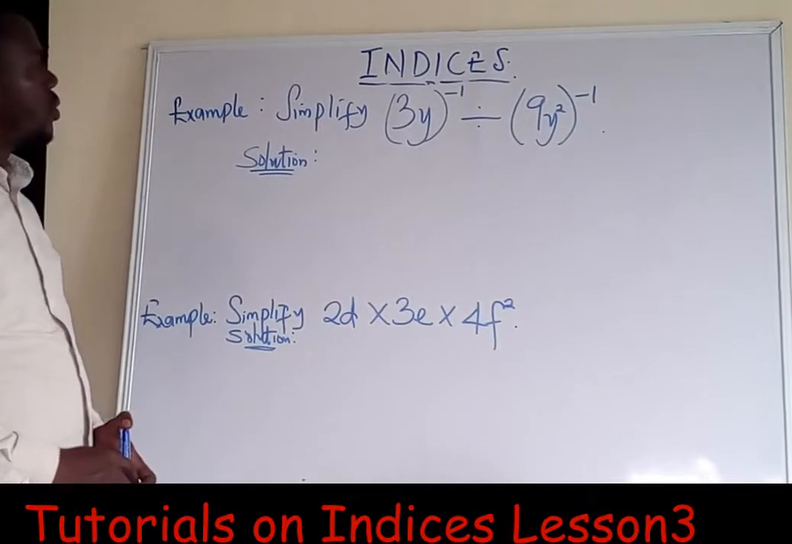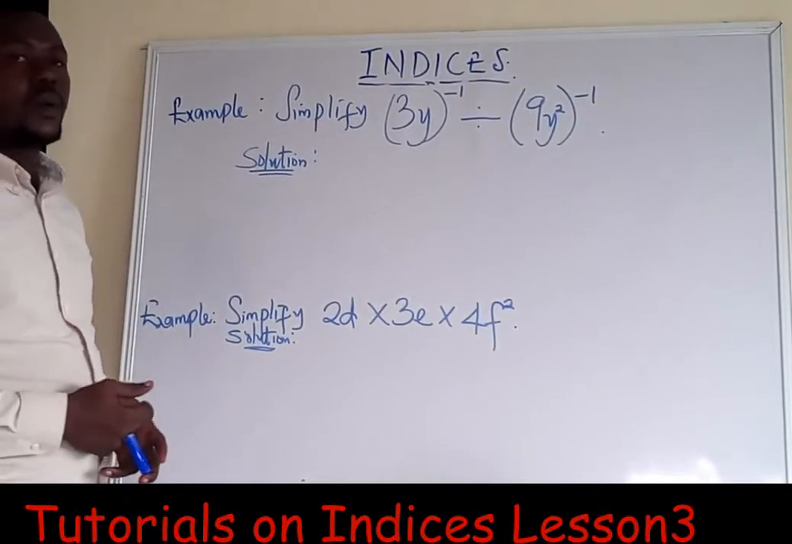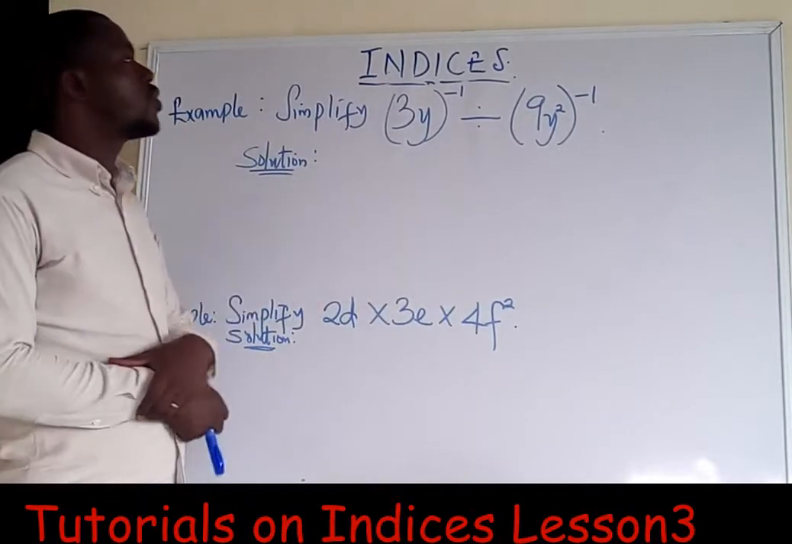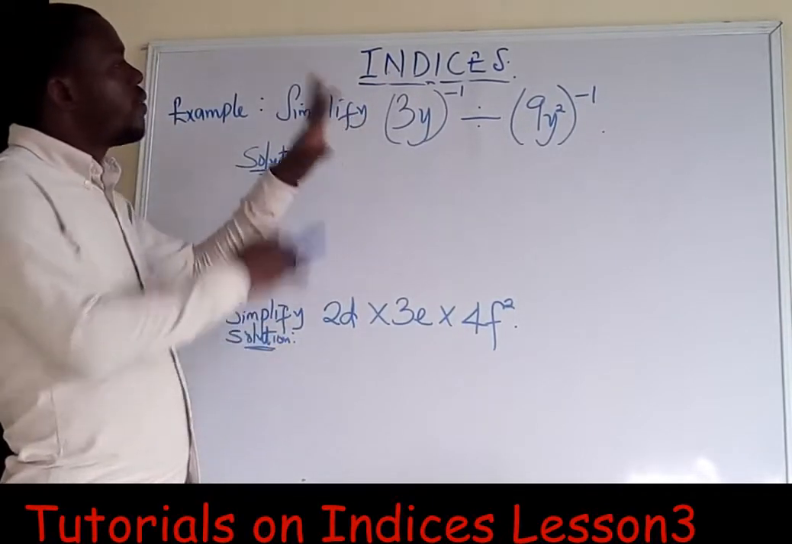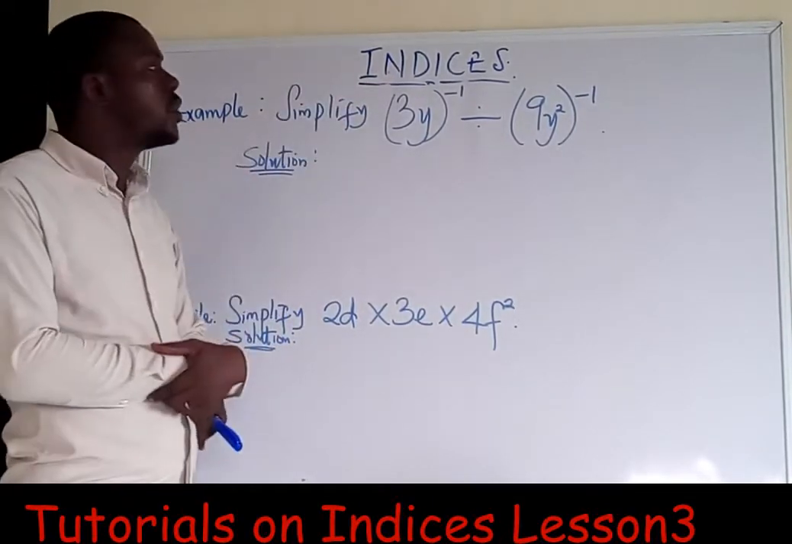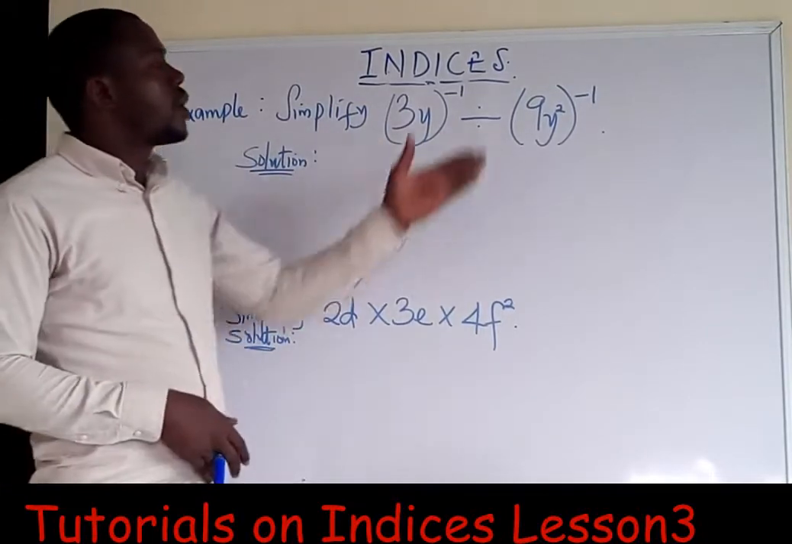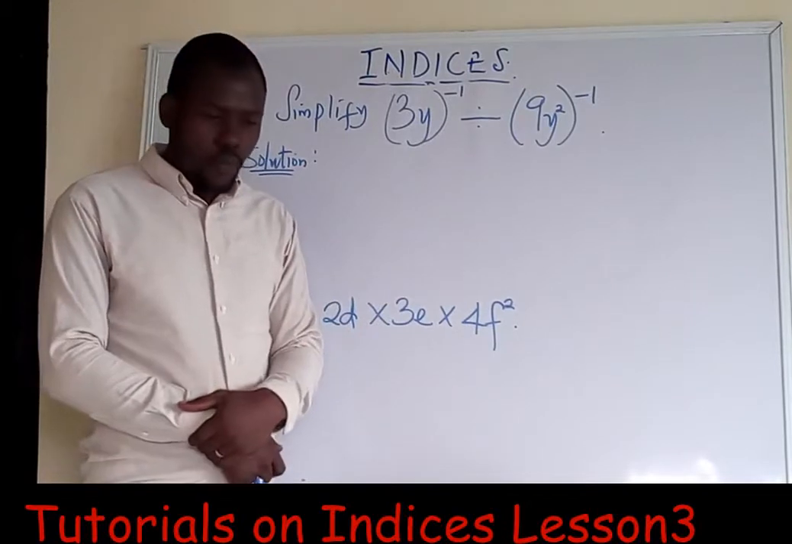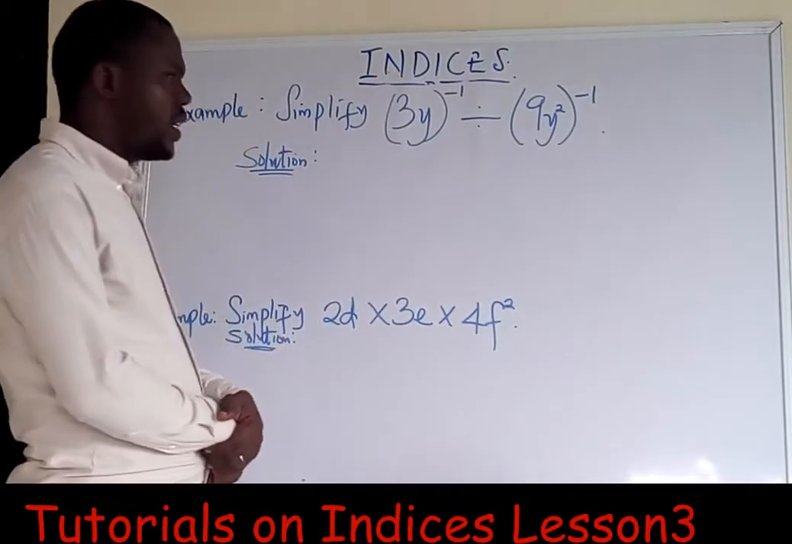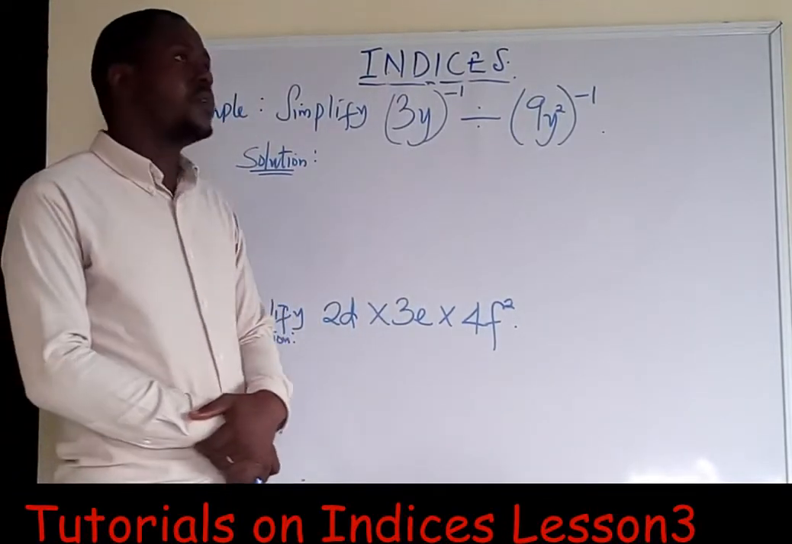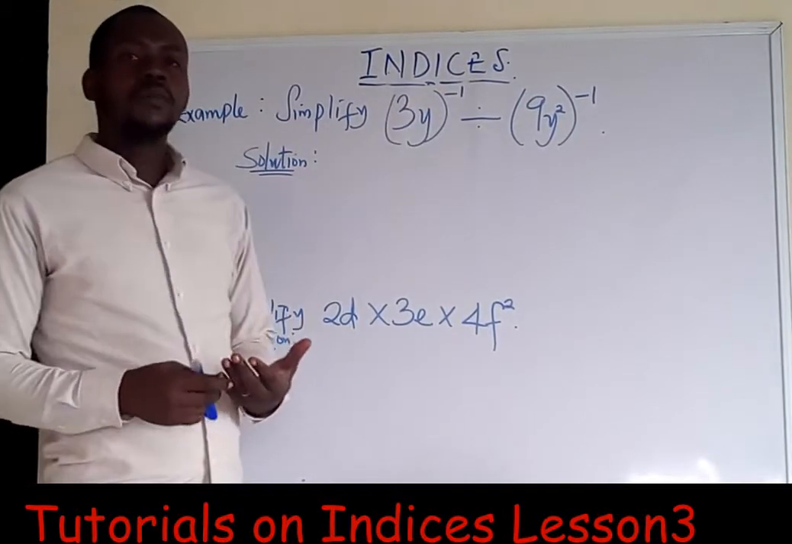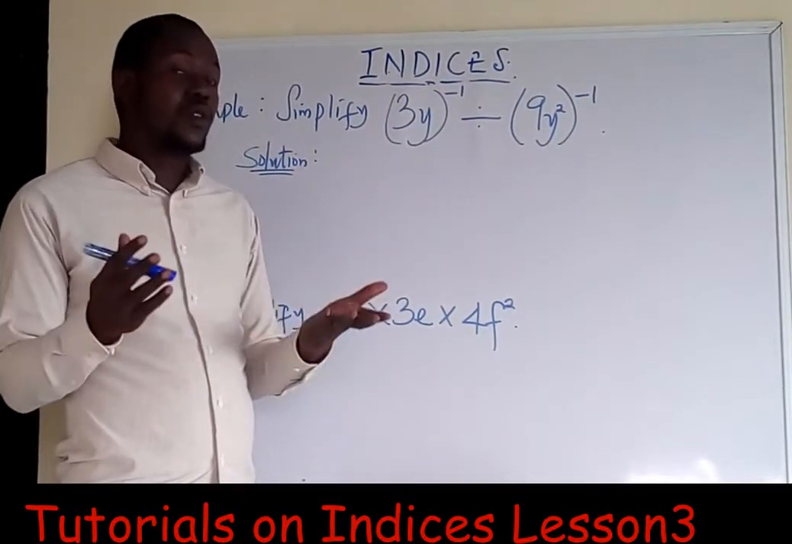I still want us to look at how we are going to approach questions like this. Let us look at the first one. The first one says 3y raised to the power of -1 divided by 9y squared, everything raised to the power of -1. Now, in indices, I told us the other time in the previous lessons that when we have a minus in it, it's better for us to deal with the minus first.